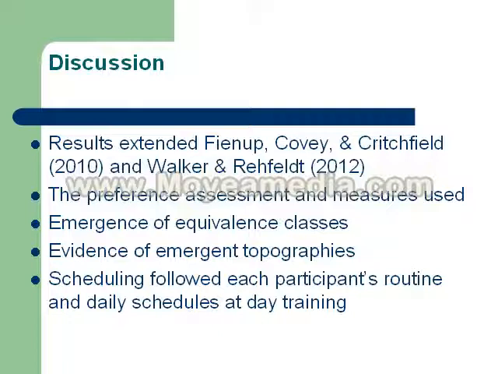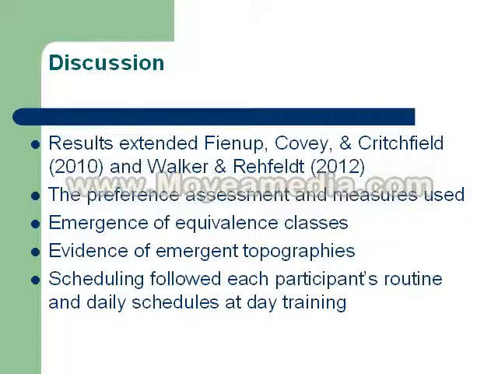Discussion. The results of the study extended Fienup, Covey, and Critchfield 2010 and Walker and Rehfeldt 2012 to a new population, compared performance on high and low preferred protocols, tested for an untrained topography, and introduced an alternating treatments design for studying stimulus equivalence. The preference assessment and measures identified high and low preferred protocols for 2 of 3 participants. Computer-based instruction resulted in the emergence of equivalence classes for 2 of 3 participants. DJ for both protocols, JG for the high preferred protocol, with 1 of 6 for the low preferred.